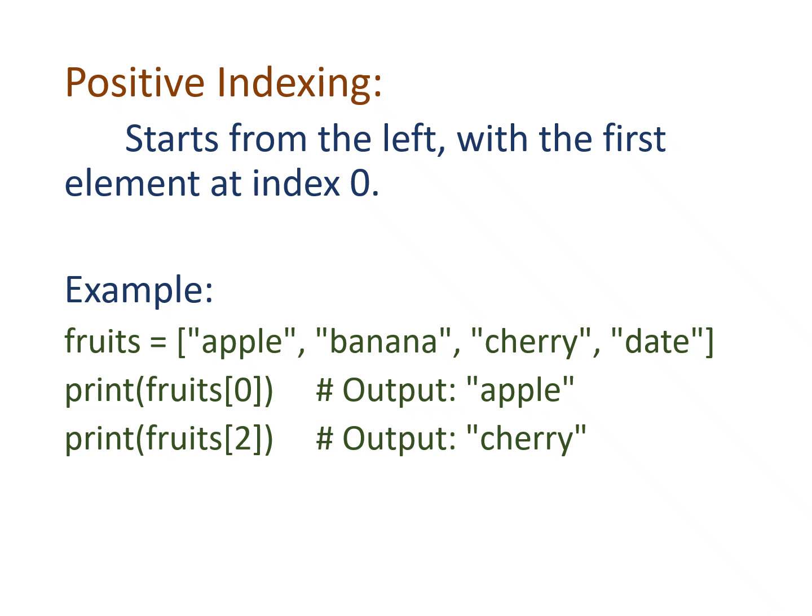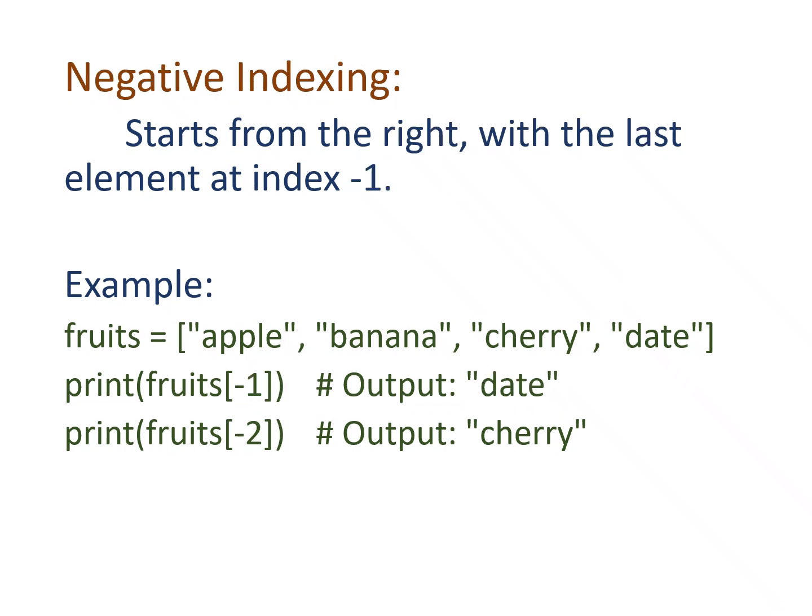Second, we print fruits index 2. So at fruits index 2, we have the value cherry. So we get the output as cherry.